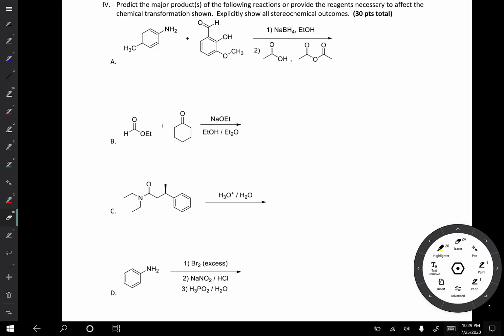Okay, let's do question 4. And question 4a, this is from chapter 23. One thing we do know is that aldehydes and amines can react to form imines. What we don't know is how we can reduce them further, and that'll be talked about more in chapter 23. Okay, let's go to B.